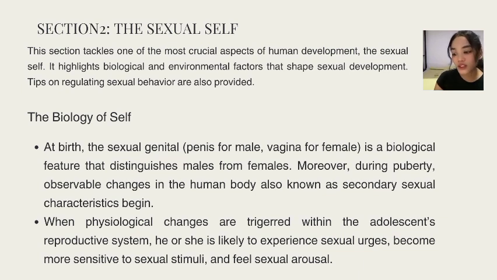At birth, the sexual genitals, penis for male and vagina for female, are biological features that distinguish males from females. Moreover, during puberty, observable changes in the human body, also known as secondary sexual characteristics, begin. When the physiological changes are triggered within the adolescent's reproductive system, he or she is likely to experience sexual urges, become more sensitive to sexual stimuli, and feel sexual arousal.